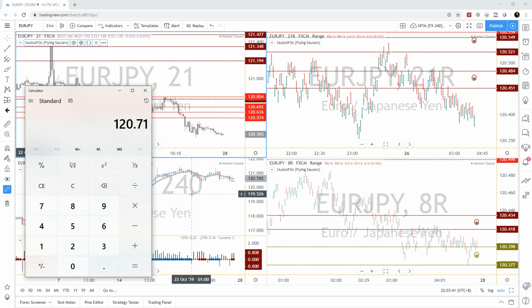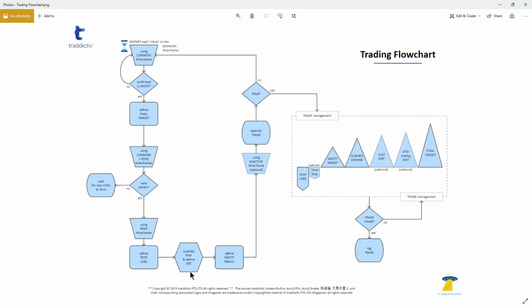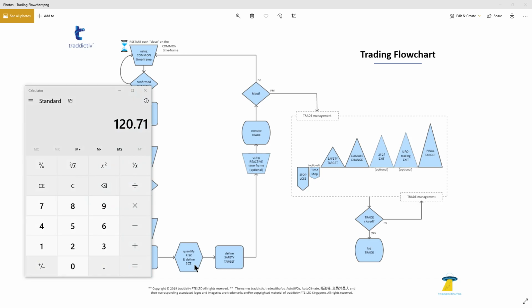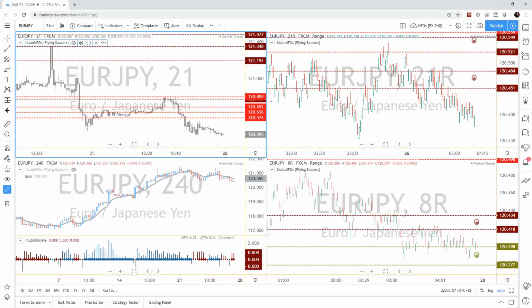But in any case, I am anticipating what the next step would be in the diagram, which is quantify risk and define the size. To keep this simple, because again, today is a sharpening session, okay, I am going to pretend that the dark red UFO does not exist. So let's pretend the dark red UFO does not exist, and therefore the price for you to set the stop is 120.81, because remember, we ignore the last decimal place and we round up.